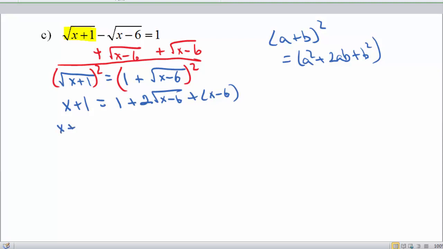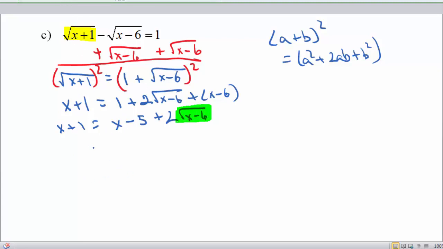So I have x plus 1 equals, and now 1 minus 6 right here, right? 1 plus x minus 6 is just going to be x minus 5 plus 2 radical x minus 6. And again, now I only have one radical left. So now that's the radical I now want to isolate.